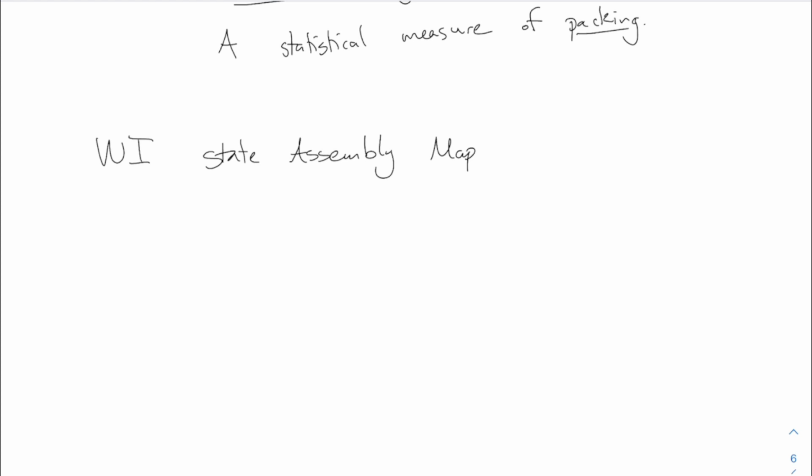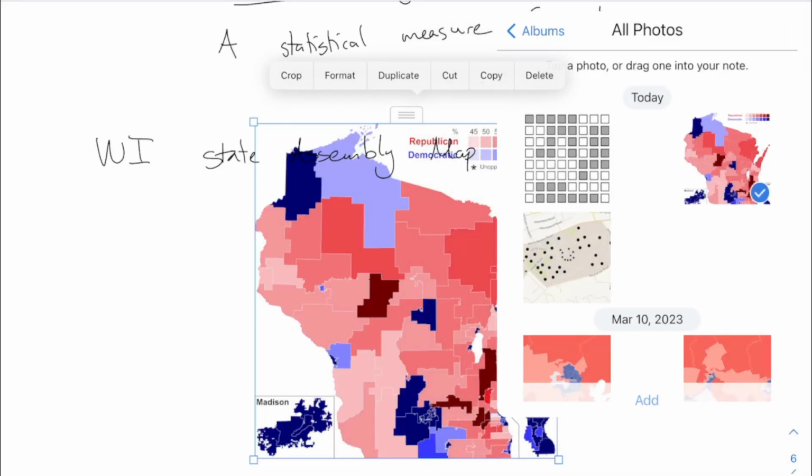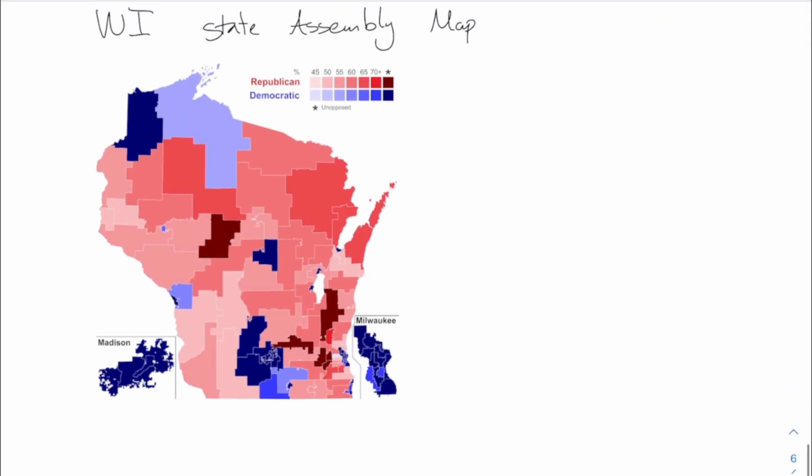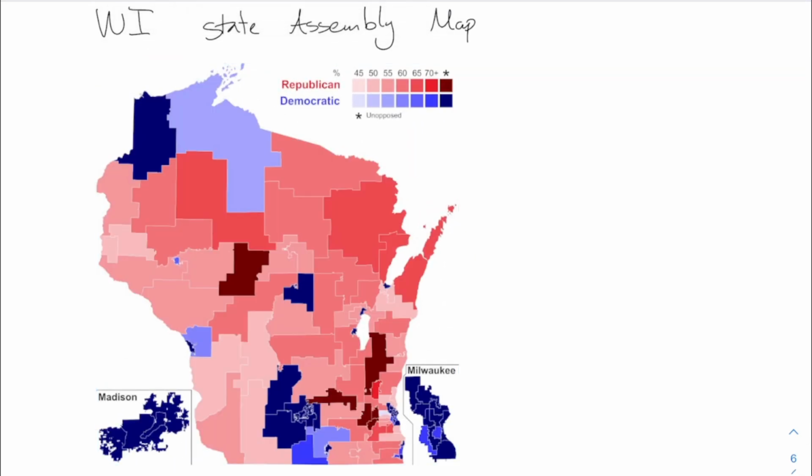But also, every state has their own state representatives. There's like a separate Congress just for the state of Connecticut, and there's a state Senate, and there's also a state House of Representatives, and every state is like that. In Wisconsin, for some reason, they're called the State Assembly. This is the state House of Representatives in the state of Wisconsin, and I will show you the map here. I have it prepared for us to discuss. This is the State Assembly map as of 2018.